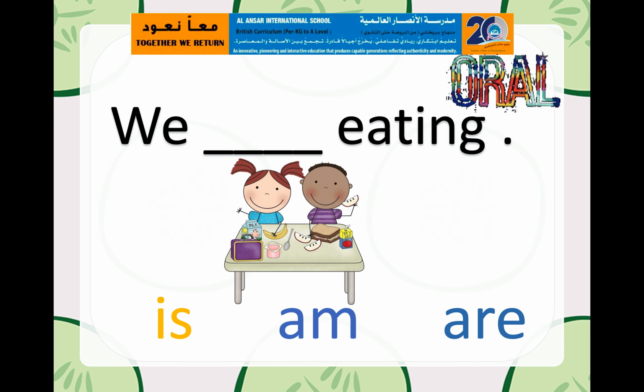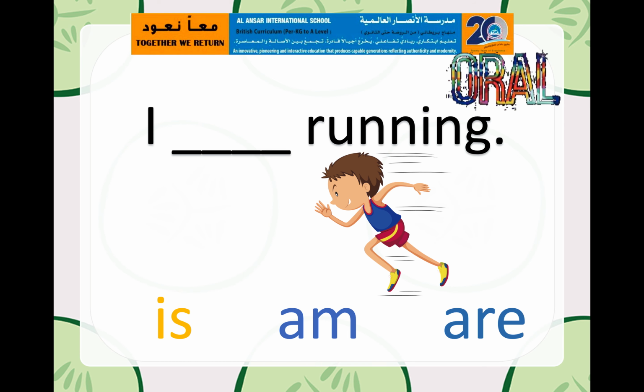Now it's time to practice. We, eating. Which word will you use? Amazing. Good job, because you're speaking about more than one person. I, running. Amazing. You will use the word am, because whenever you start a sentence with I, you will follow it with the word am.